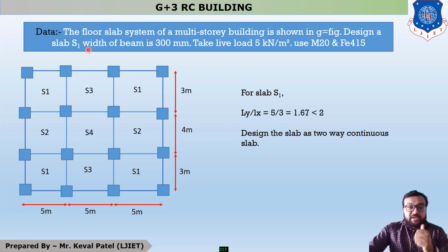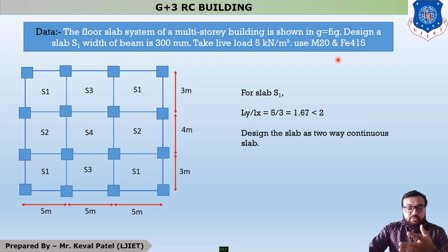Next, the width of beam is 300 mm. It means your slab is supported on beams and the width of the beam is 300 mm. Take live load equal to 5 kilonewton per meter square. Live load is also called imposed load, so the value of imposed load is 5 kilonewton per meter square. Use M20 grade of concrete and Fe415 steel.